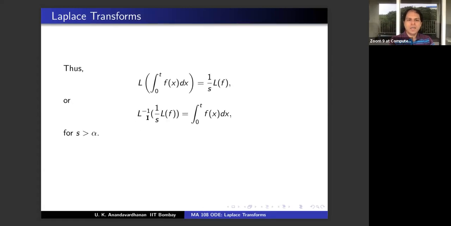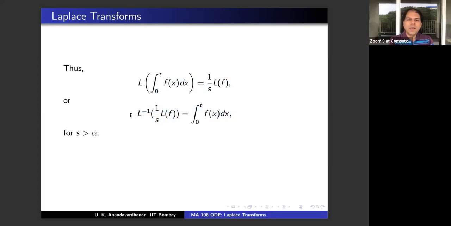In other words, L inverse of 1 by S L of f is the integral. You see a beautiful thing here. If you know the Laplace transform of a function, and if you divide by S, its inverse Laplace transform is given by integrating. And this is going to be very, very useful.